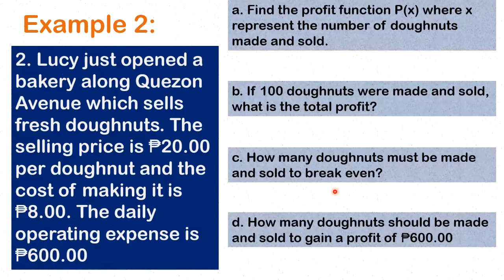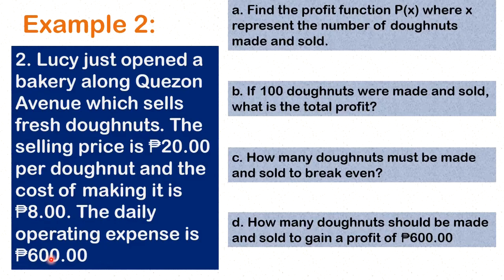Okay? Ito, kaparehong-kapareho niya yung example number 1. Okay? Pero this time, donuts naman ang binibenta. Okay? How much? The selling price is 20 pesos. Okay? Pero, the cost of making the donut is 8 pesos. So, ito yung variable cost. Itong 8 pesos. And then, itong 600 pesos, ito yung fixed cost.